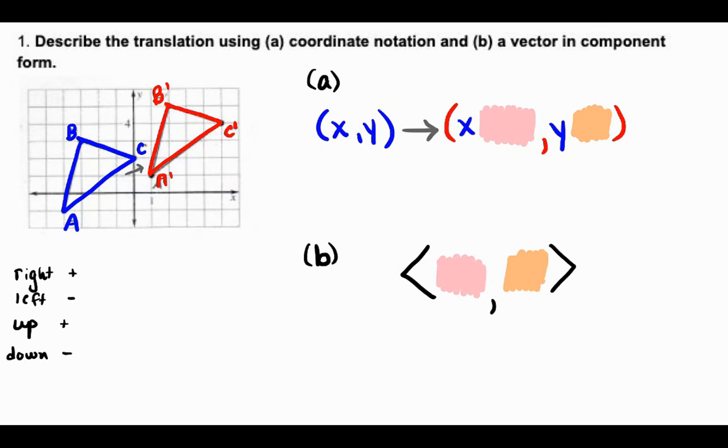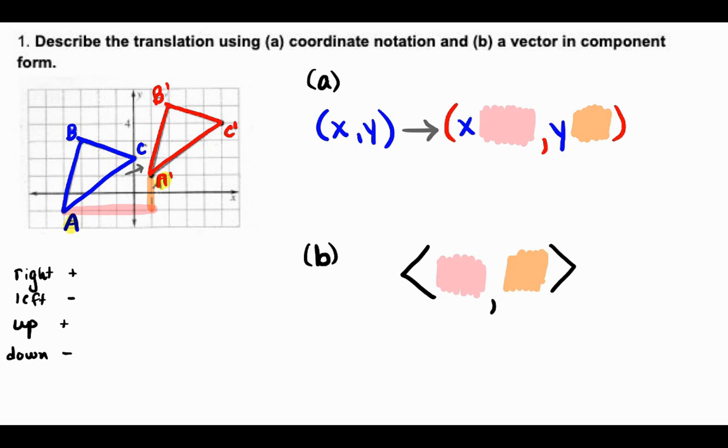So pick any set of points. I'm going to work with A to A prime. We only need to look at one point because all of our points shift the same way. To get from A to A prime, I'm going to describe the horizontal and vertical shift in terms of how we would move along the grid. So I need to figure out how to go left or right and how to shift it up or down. So keep in mind our directions.